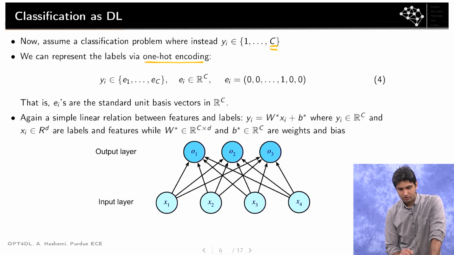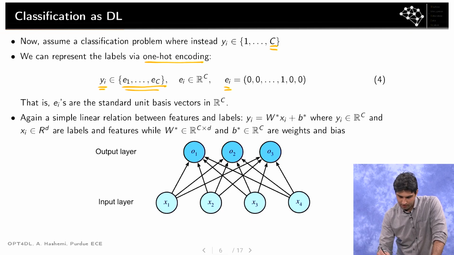Notably, it is very frequent to use what we call one-hot encoding to represent these categorical labels. In particular, we're going to encode each label to a vector in R^C. So y_i is going to be one of the following vectors, e_1 through e_C. What are these vectors? These are basically the standard unit basis vectors in R^C, such that e_i is all 0, except it has a 1 at the i-th position. This is called one-hot encoding.